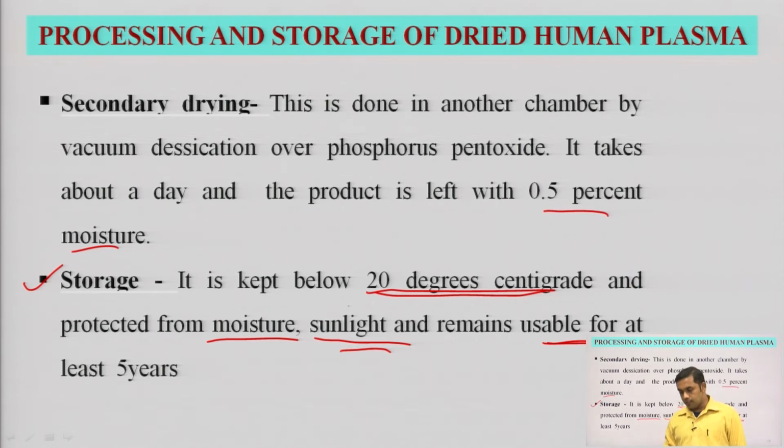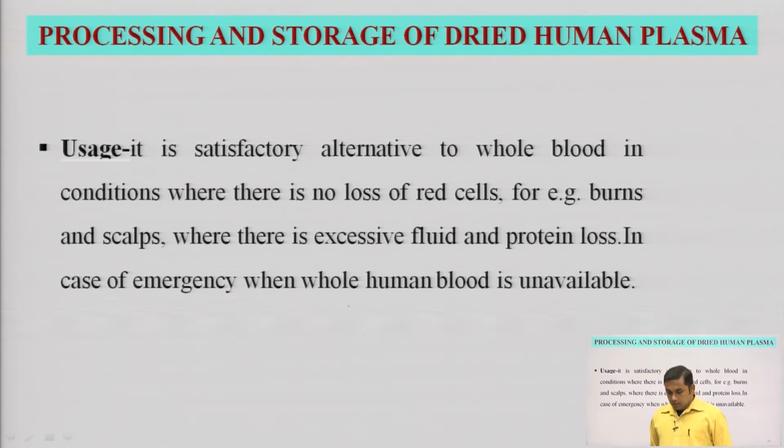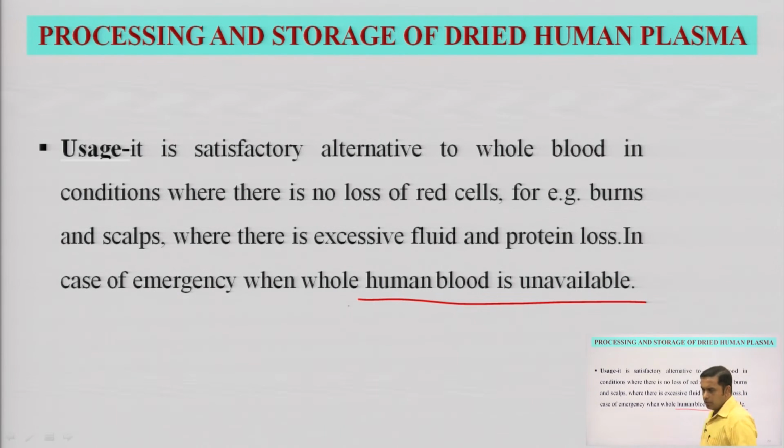But the problem here is that we will get a very small amount of the dried human plasma. So, where can you use it? It is a satisfactory alternative to whole blood in conditions where there is no loss of RBC, that is red cells, for example, burns or scalds, where there is excessive fluid or protein loss. In case of an emergency, whole human blood is not available. Somebody is not getting blood.